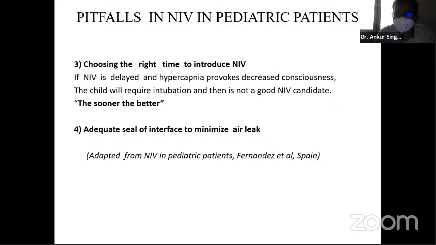And same, early intervention, good outcome. In the same way, in intubation also, early intubation, good outcome. So time is very important. Sooner the better. There should be an adequate seal of the interface, like an N95 mask. We have a seal around our face, and that seal is important to minimize the air leak.